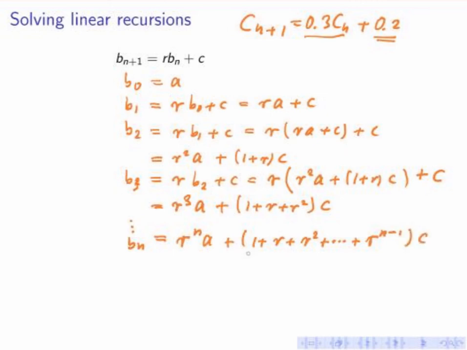And now we see a wonderful thing. So this here is a geometric series. Geometric series, right? It is R to the power of n, and we add it up to the number n minus 1. This is great.